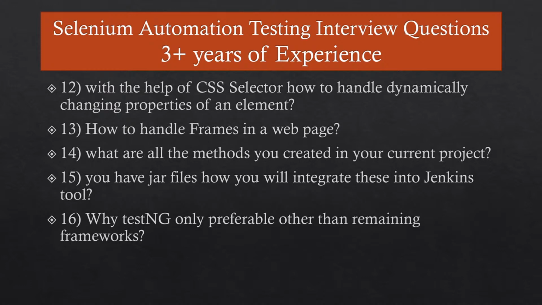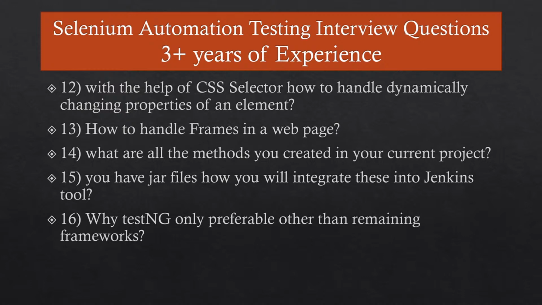With the help of CSS selector, how to handle dynamically changing properties of an element? It is also the same way as for XPath, how we discussed to handle these dynamically changing web elements with the help of starts-with, ends-with, and contains. With the help of these functions we can easily handle these dynamically changing web elements.